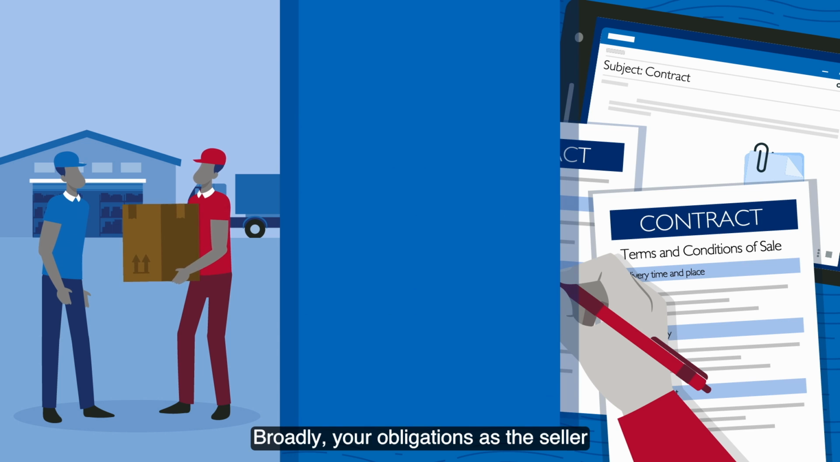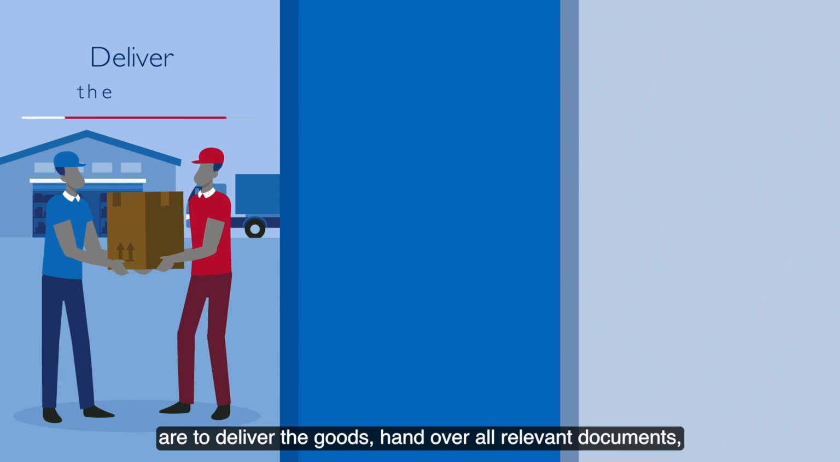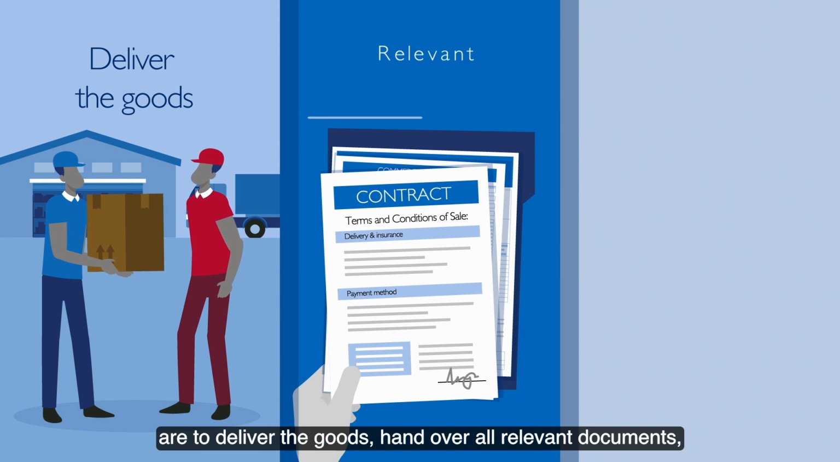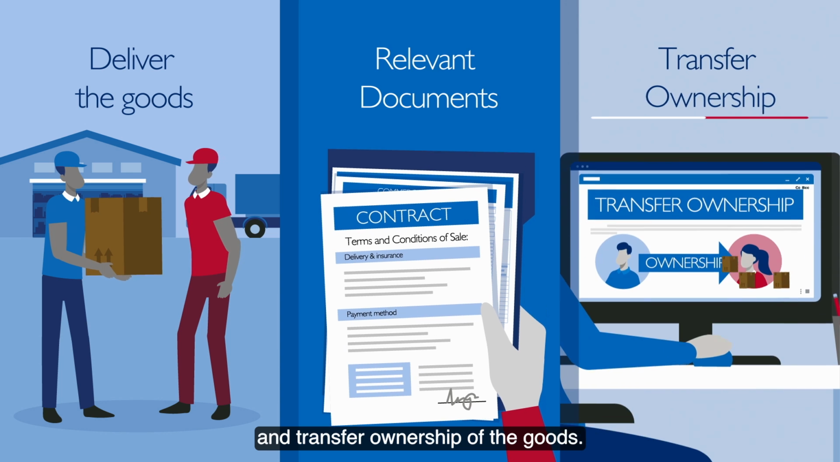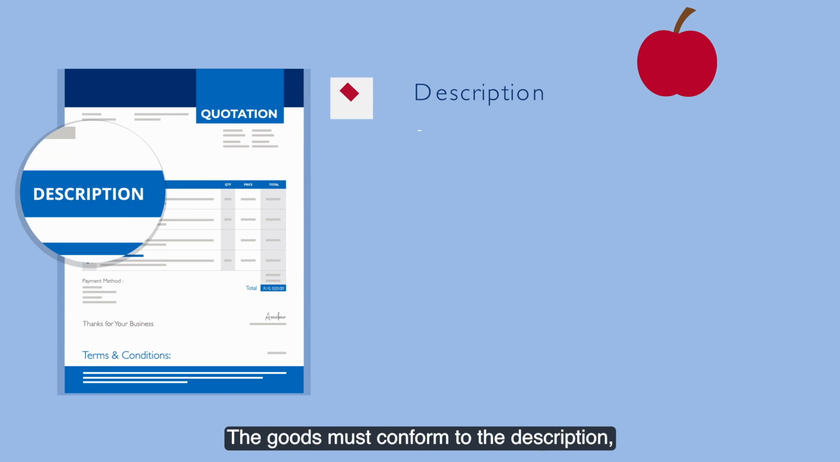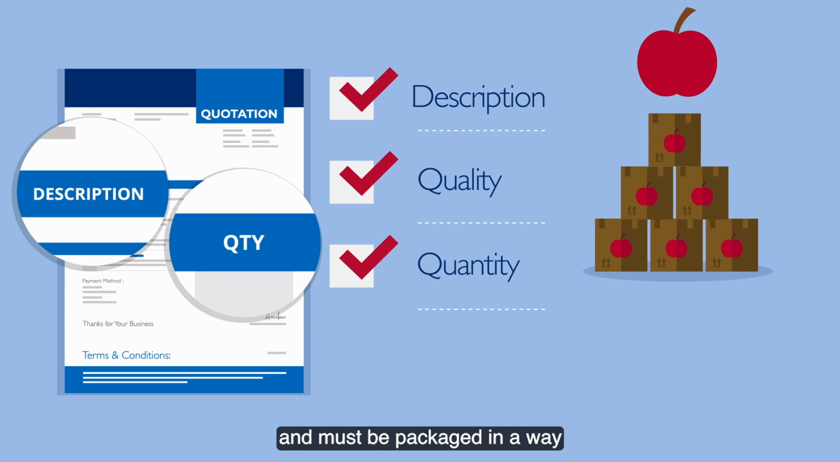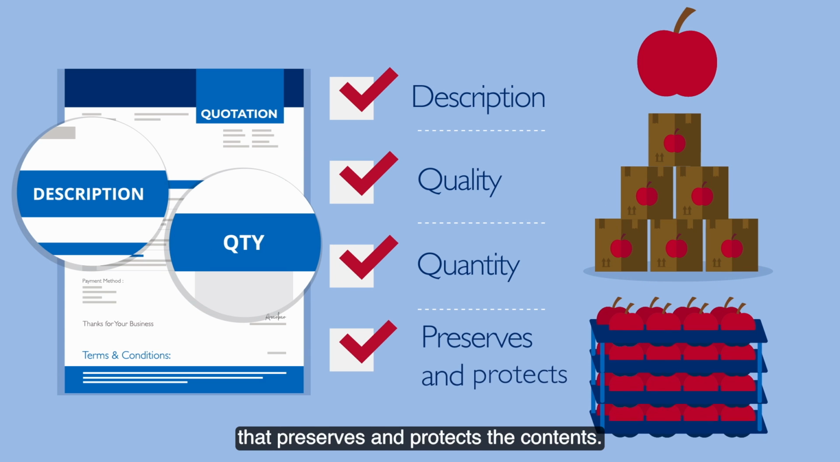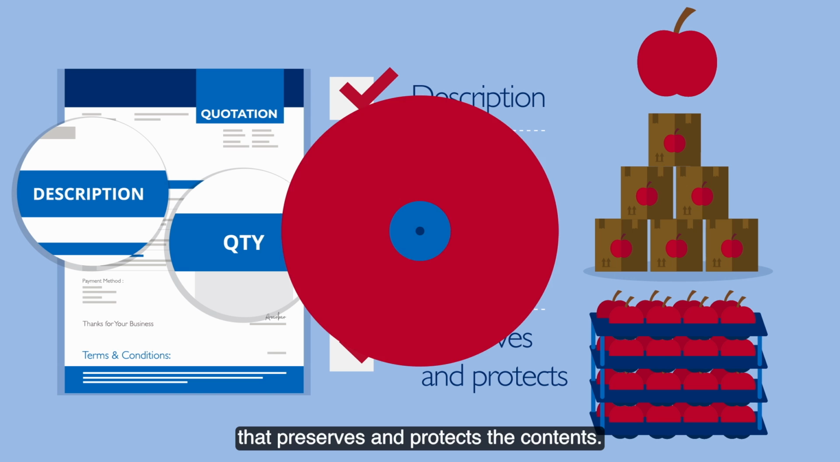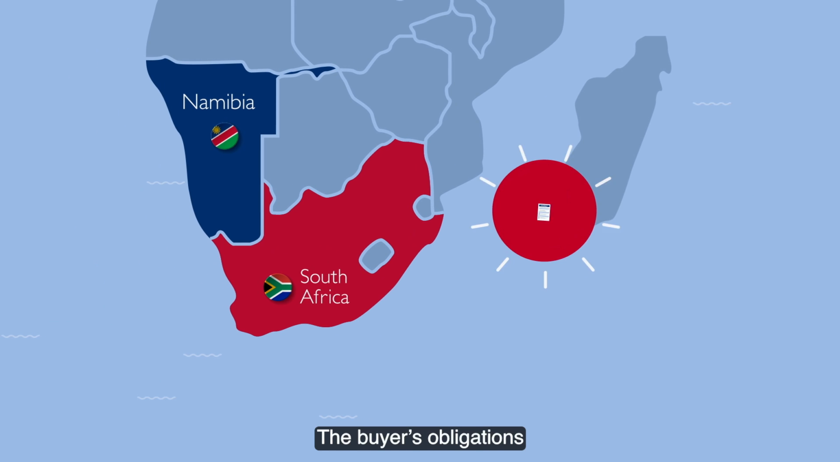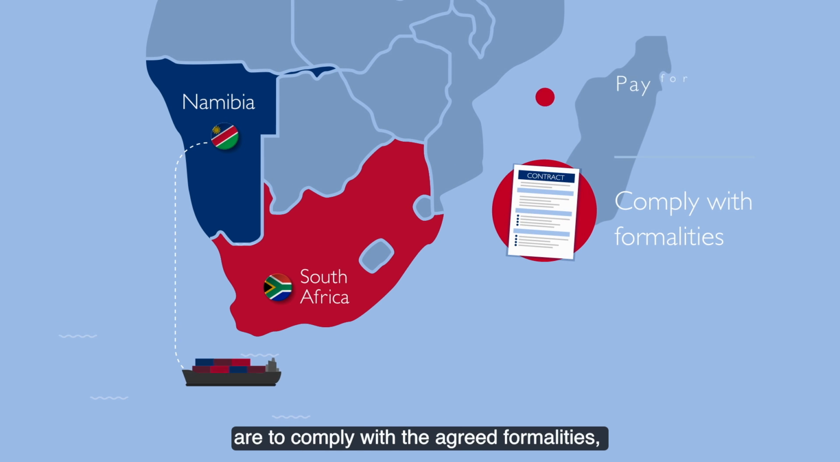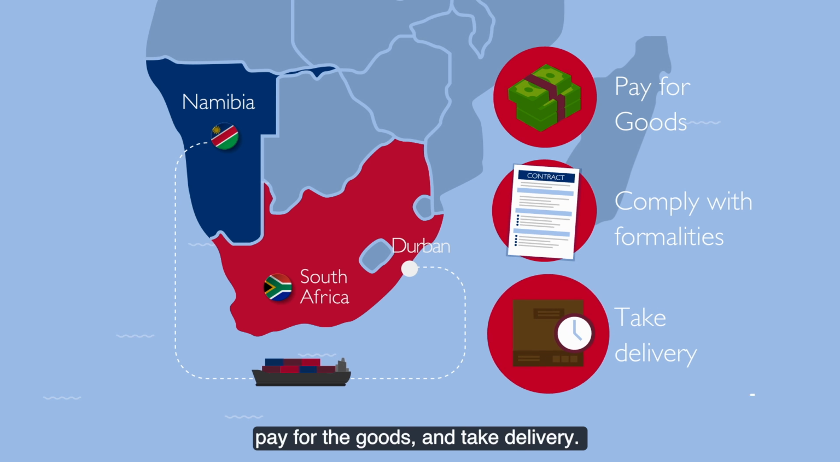Broadly, your obligations as the seller are to deliver the goods, hand over all relevant documents, and transfer ownership of the goods. The goods must conform to the description, quality, and quantity you committed to, and must be packaged in a way that preserves and protects the contents. The buyer's obligations are to comply with the agreed formalities, pay for the goods, and take delivery.